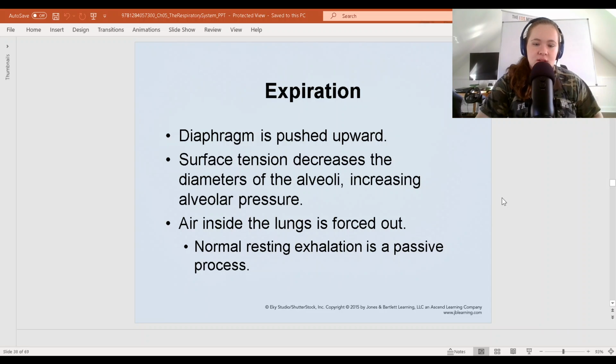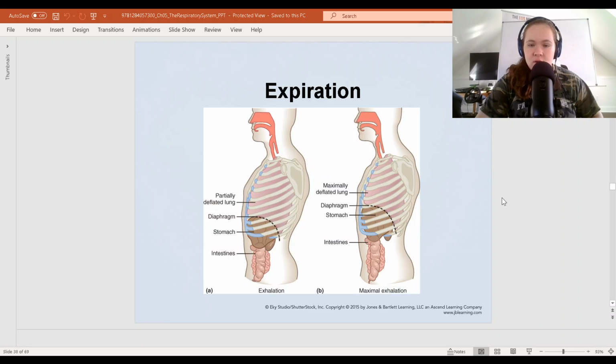Surface tension decreases the diameters of the alveoli, increasing the alveolar pressure. Air inside the lungs is forced out. Normal resting exhalation is a passive process. And here we have it again.